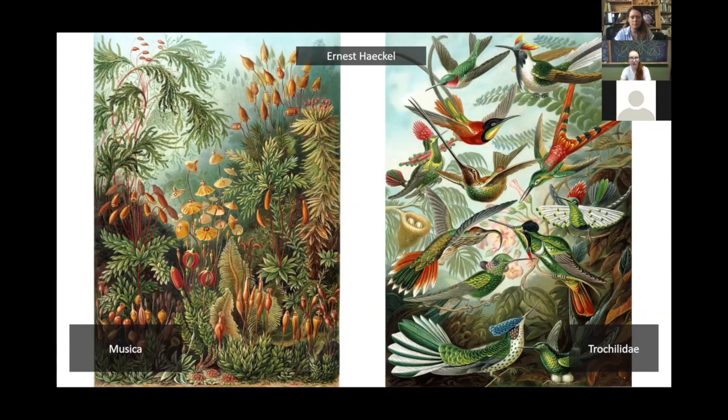So here are some beautiful examples of natural history illustration by Ernest Haeckel. Musica here is, I believe it's all mosses, and then Trochilidae is the hummingbird family. And if you're curious, I encourage you to look up more of his illustrations online. He studied marine life, and he has really amazing illustrations of diatoms and things like that.